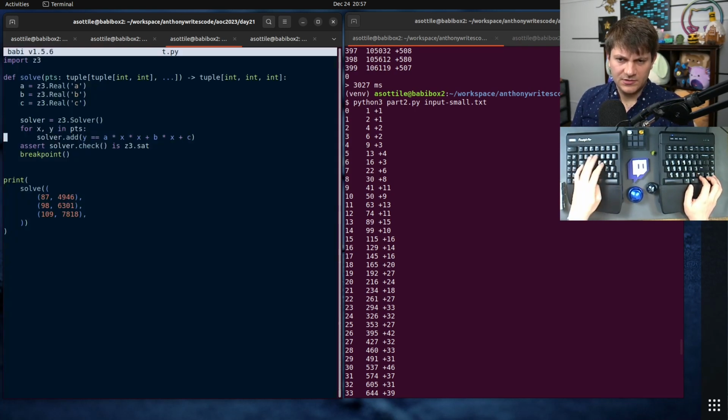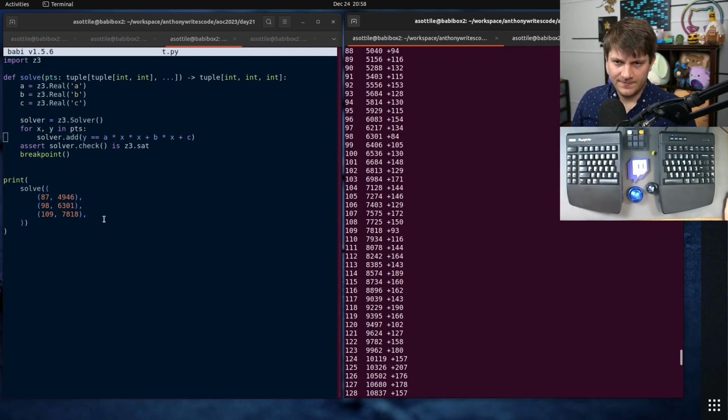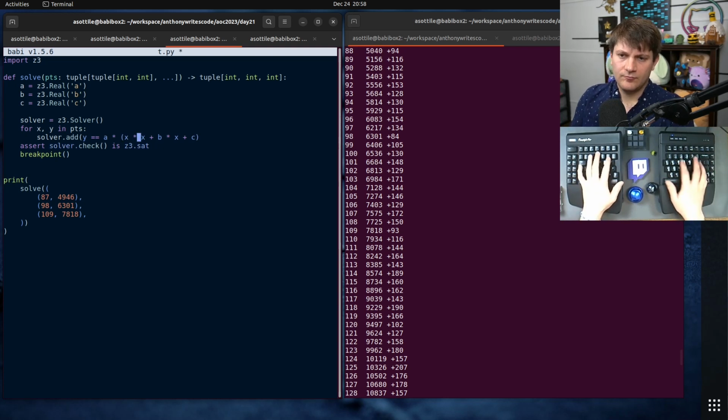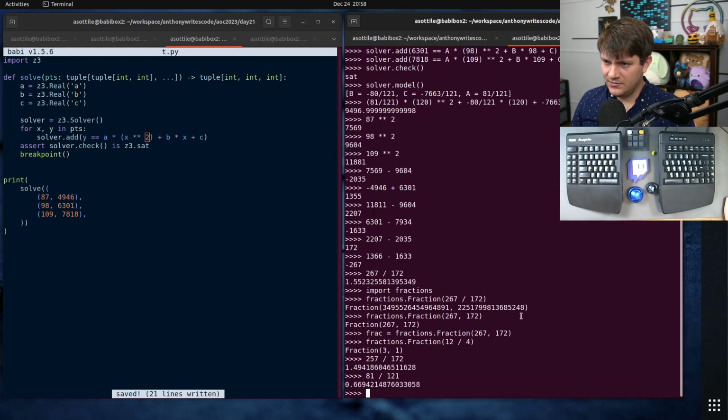Insertion error. Uh, 87, 4946, 98, 6301, 109, 7818. What the fuck? Is this not exactly what we wrote in our little terminal doodad here?